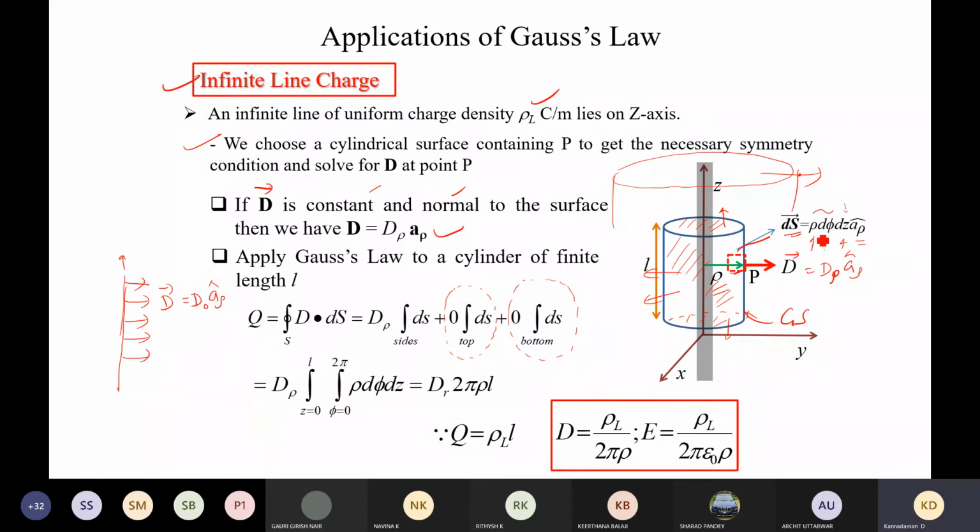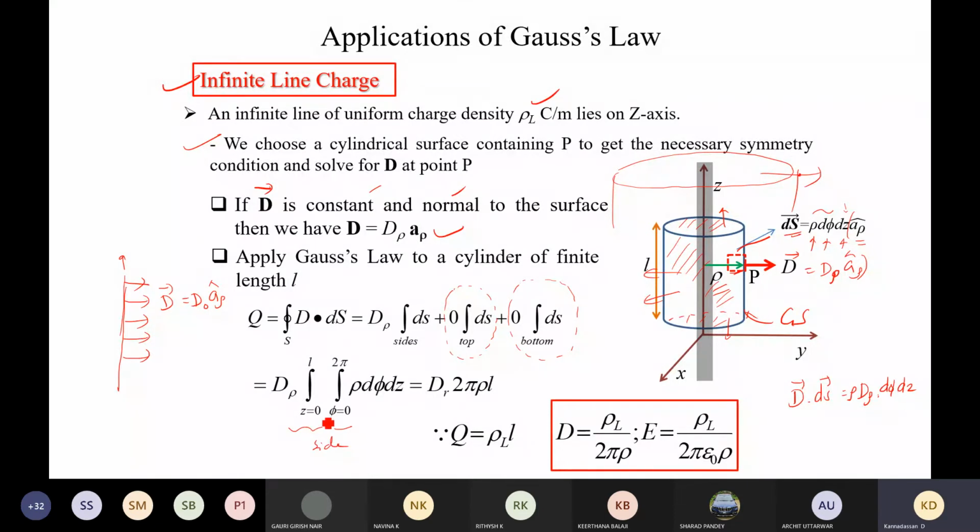We are going to take the dot product. When you take the dot product, you will see that the two unit vectors multiply each other and become one. Then we can say that D vector dot dS vector is going to be D rho times rho d phi dz. Now we have to integrate that. We are going to integrate over phi, and with respect to length L. This is the side one.